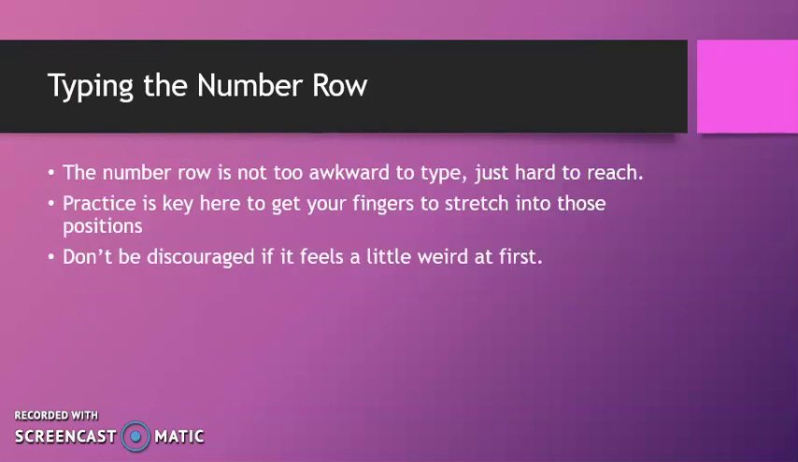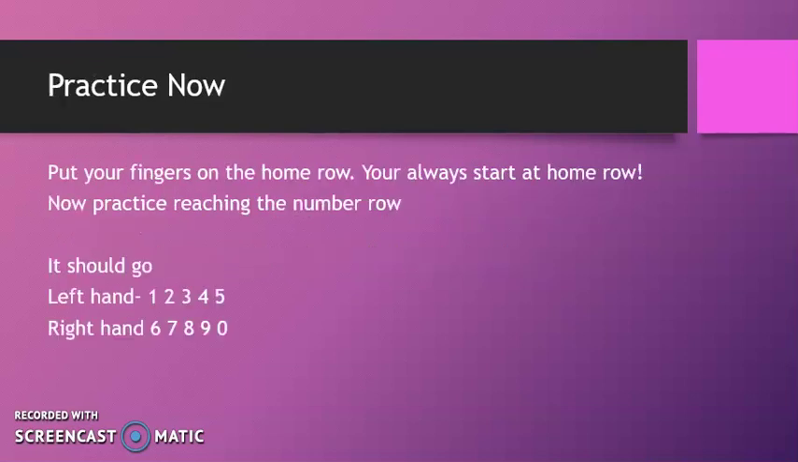So the number row is not too awkward to type. It's just really hard to reach, and it's a bit of a stretch to get your fingers into those proper placements. So practice is really key here to get your fingers to stretch into those positions. And don't be discouraged if it feels a little weird at first. You need to practice it in order to really be successful at the number row. So at this time, I would tell students to go ahead and practice.